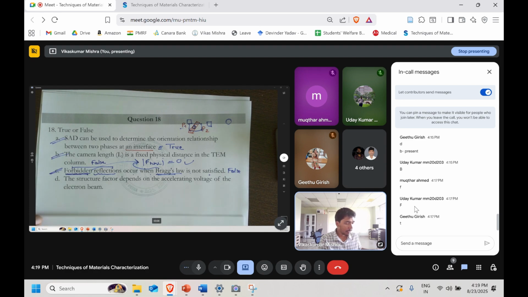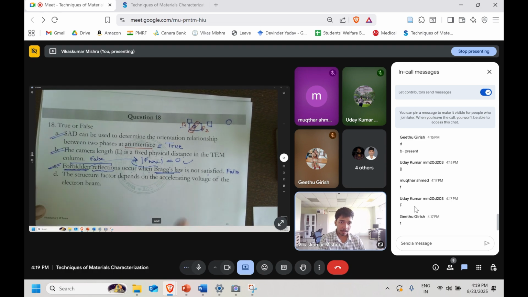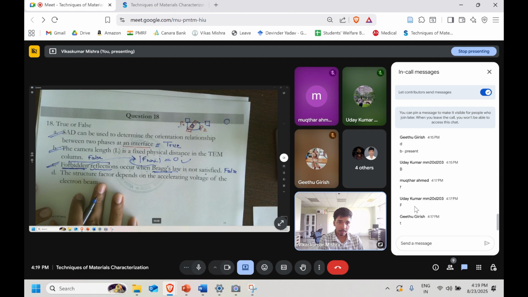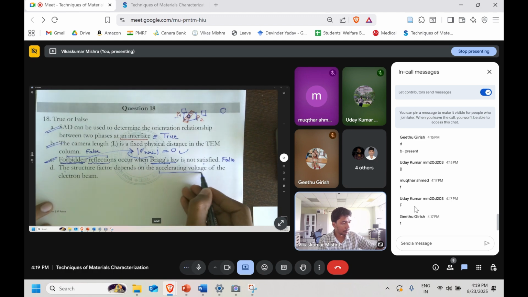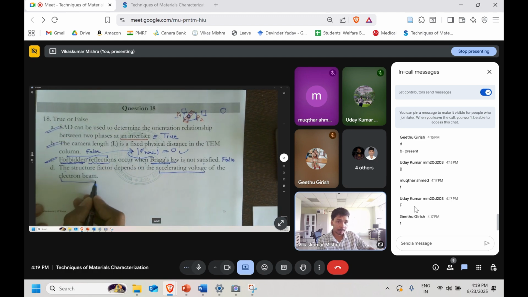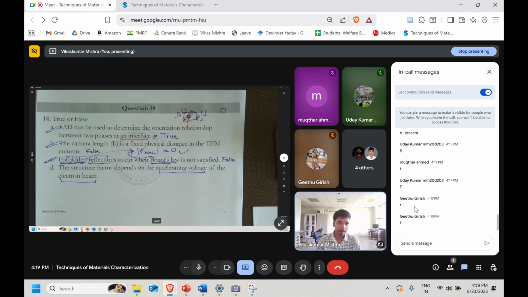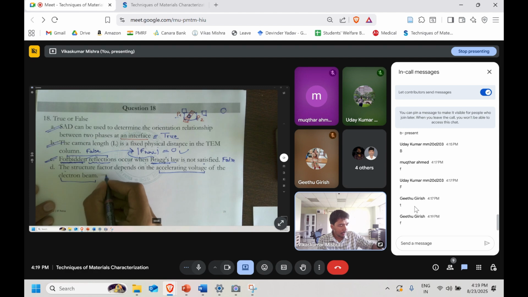Very good, guys. I hope this is understood. If any doubt, let me know. Let's move to the last one. The structure factor depends upon the accelerating voltage of the electron beam. What do you think? We wrote the structure factor term. Did we write anywhere about the electron beam? No, right? Very good. The right answer is false.